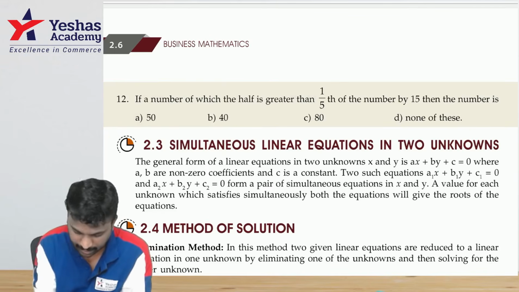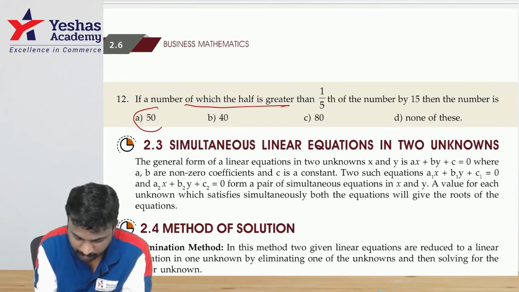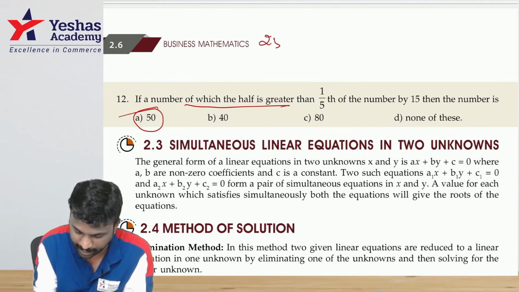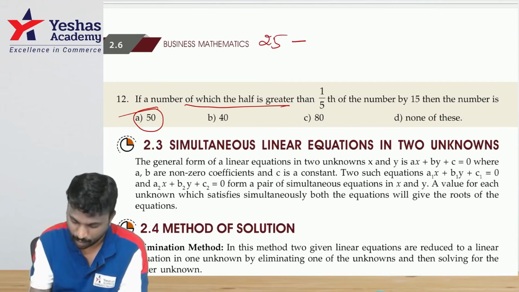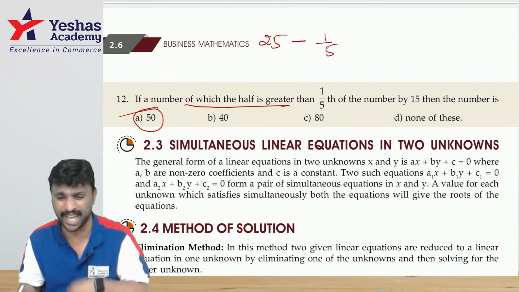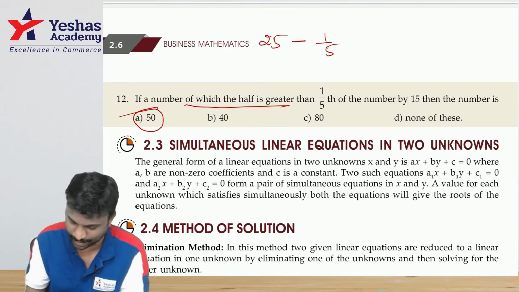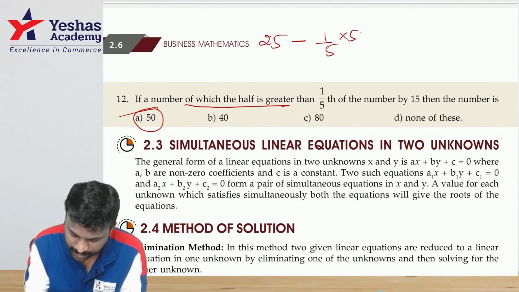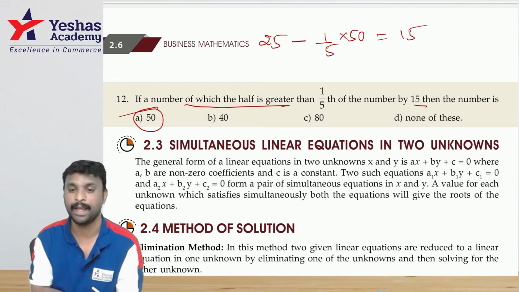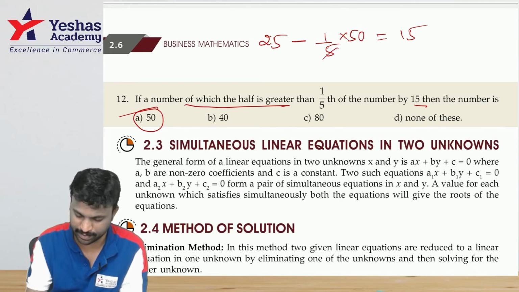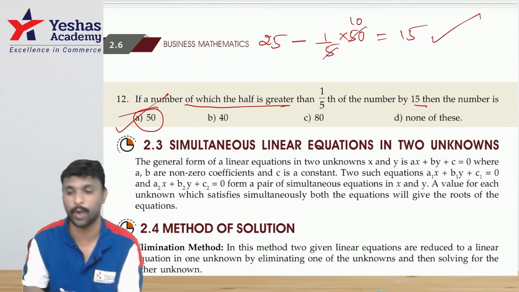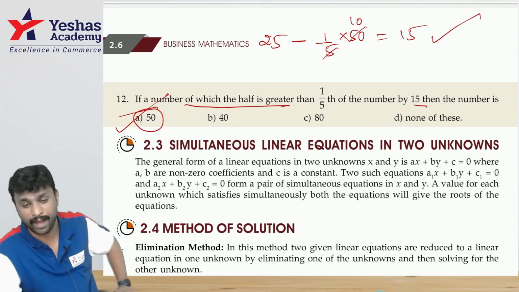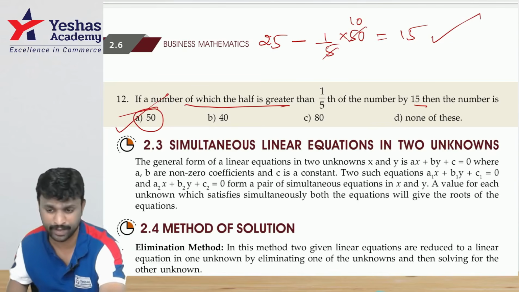In the option. The half. What is the half of the first option? 25. Is greater means minus 1/5 of the number. Guys, exceeds or greater means do subtract. 1/5 of the number means 50. The resultant is how much? 15. Guys, check, is it 15? 5 ones are 5, 5 tens are 25, minus 10 is 15. So it satisfies. Therefore, option A is the right answer. Have you all understood? Is it clear, everybody?